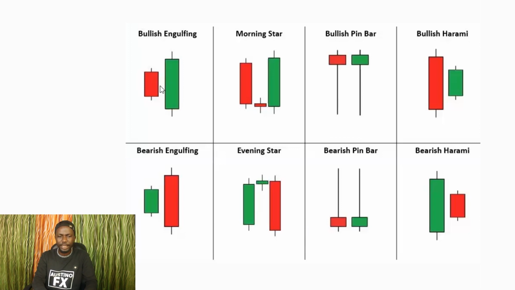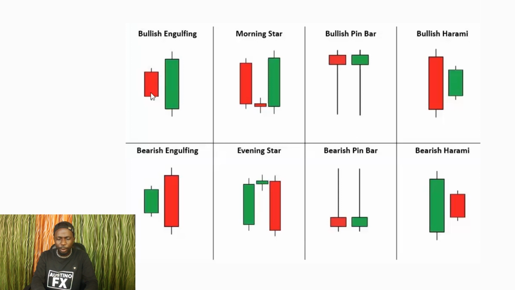So now let's start with the bullish reversal. In the bullish reversal, we have what we call the bullish engulfing. The bullish engulfing is when a green candle engulfs above the red candle, right?